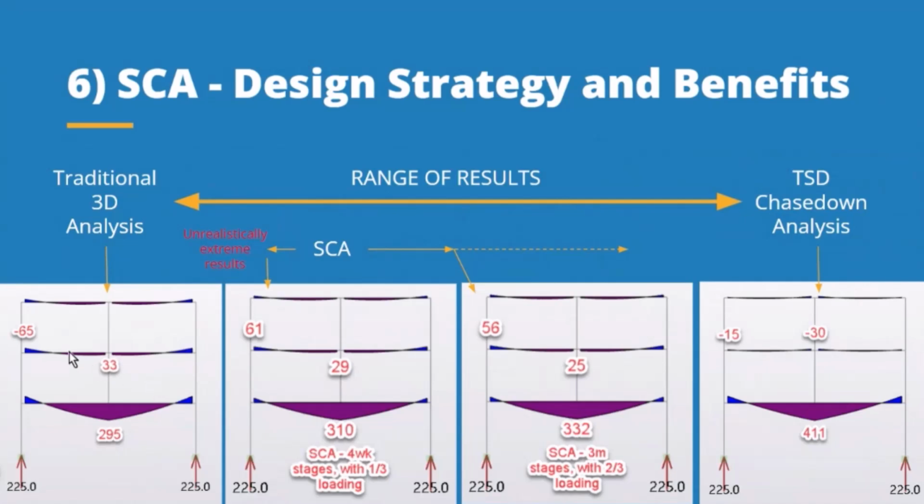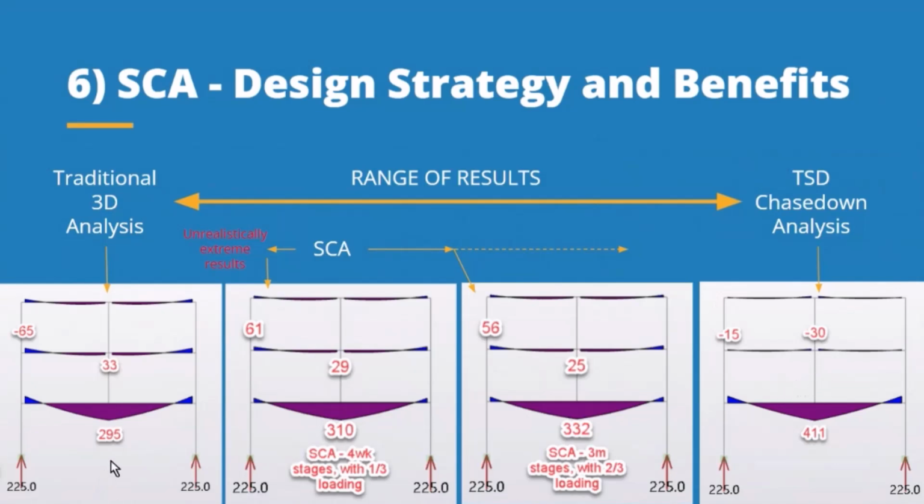At the other extreme, I've got our chase-down analysis, where we do see a bending moment diagram, quite small scale here, but instead of seeing a sagging moment of 33, we're seeing a hogging moment of 30 at this central support. So these are the sort of results that a more traditional engineer would expect to be seeing and to be designing for here.